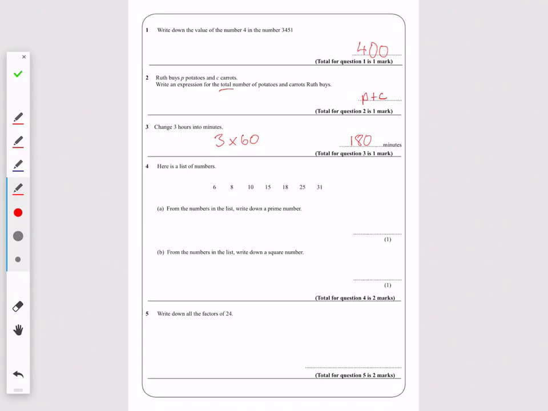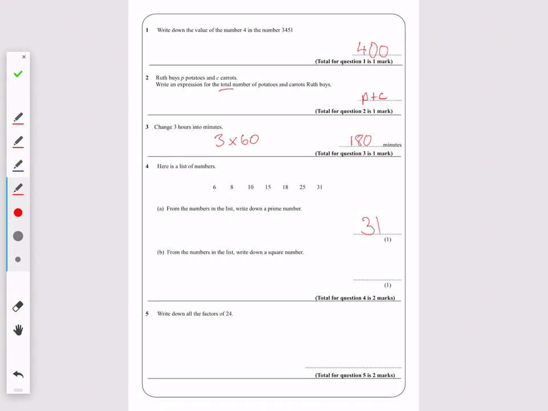Question 4, it says, here is a list of numbers. From the numbers in the list, write down a prime number. So a prime number is a number that's got only 2 factors, and that's 1 and itself. So going through them, 6 is divisible by 2, 8 is, 10 is, 15 is divisible by 3 and 5, 18 is even, so that's divisible by 2, 25 is divisible by 5, so 31 is the only prime number in there.